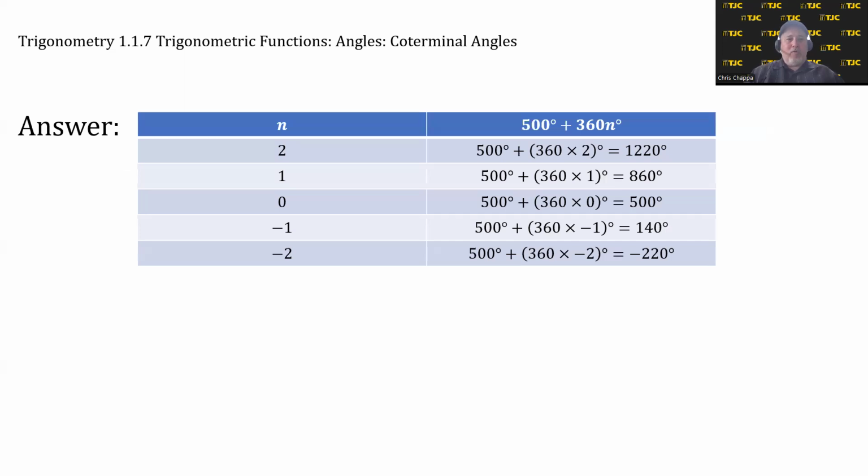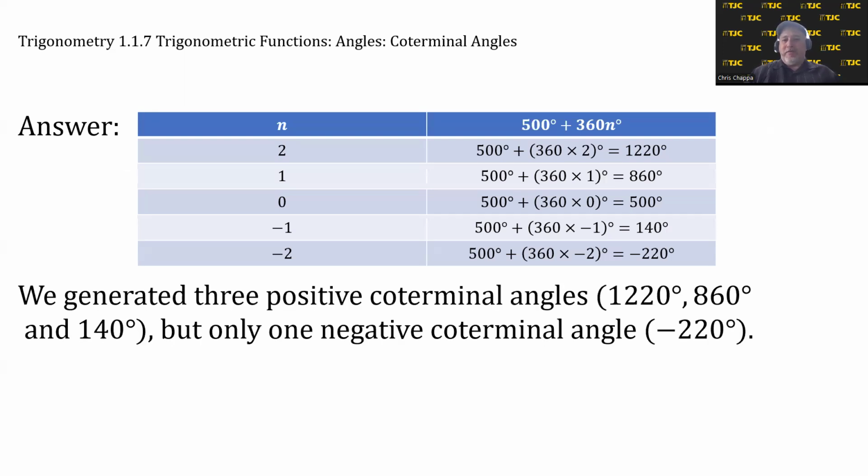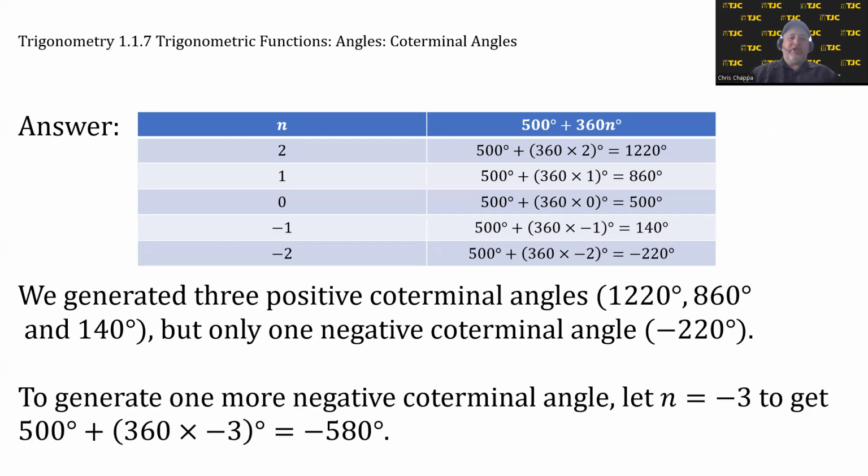I've set up a table where n goes from negative 2 to 2, and the values of the expression 500 plus 360n in degrees are given. Notice we don't have enough negative angles. We generated 3 positive coterminal angles, but only 1 negative coterminal angle. To generate another negative coterminal angle, we can let n equal negative 3, and we would get negative 580 degrees.